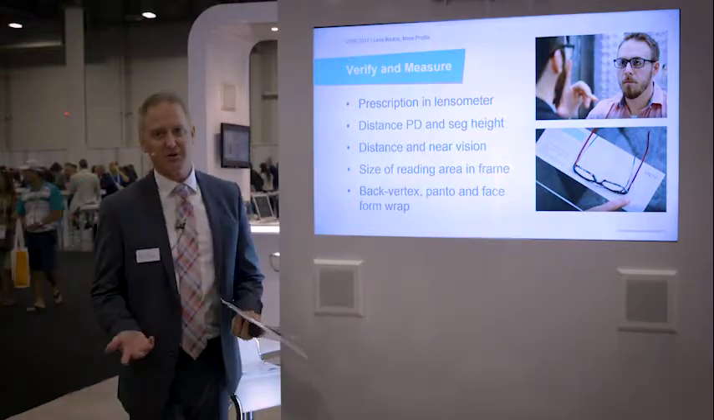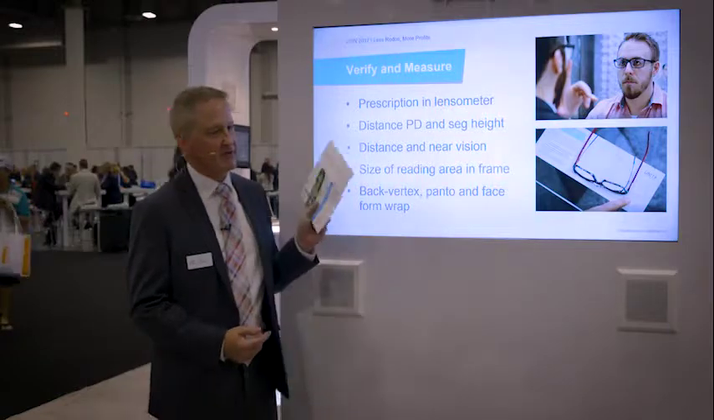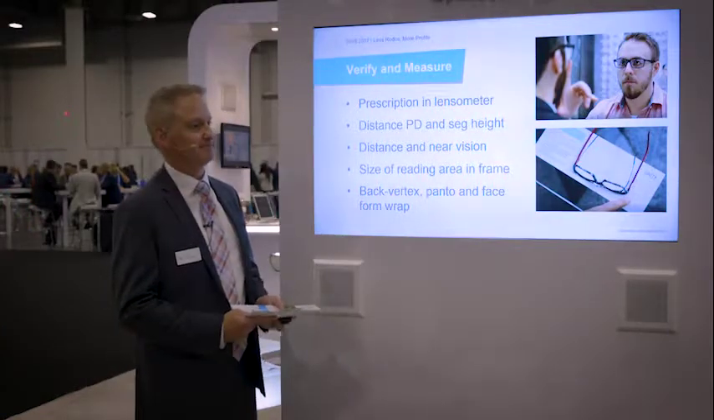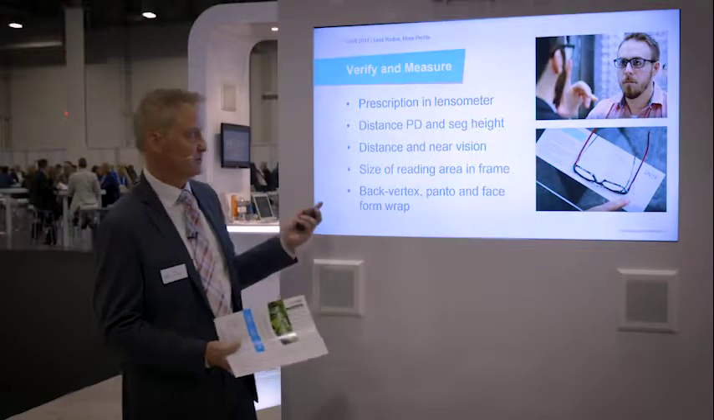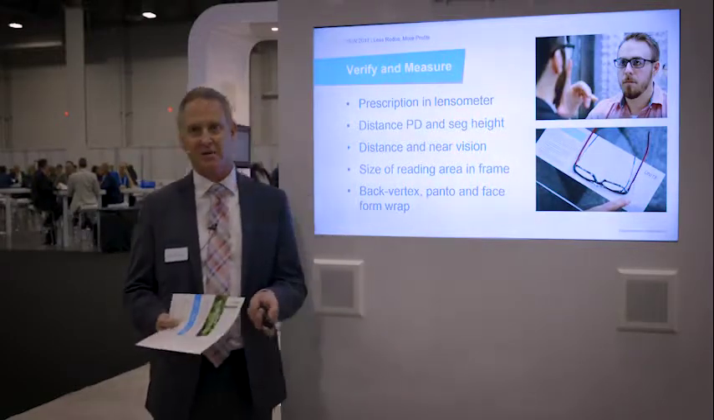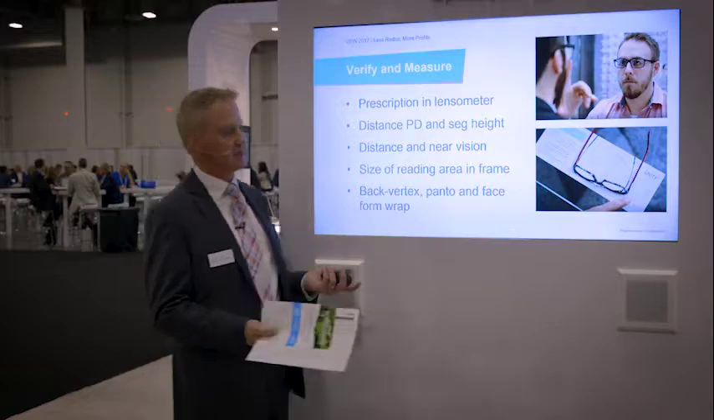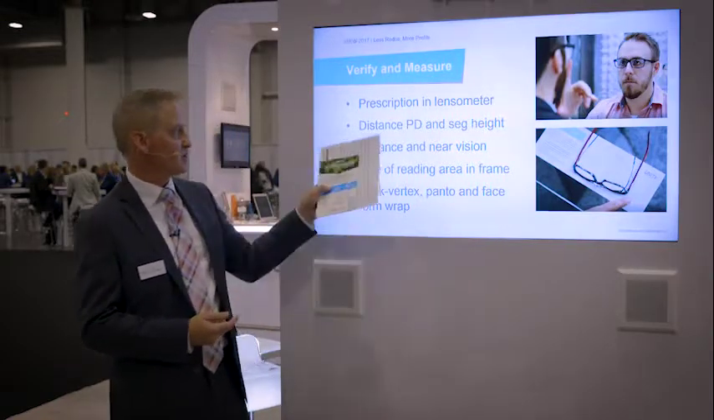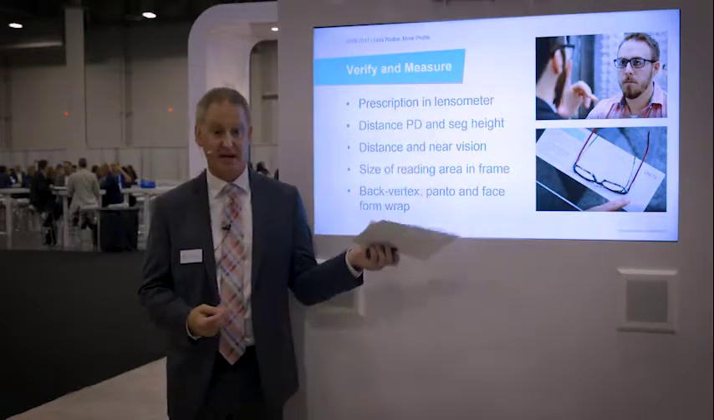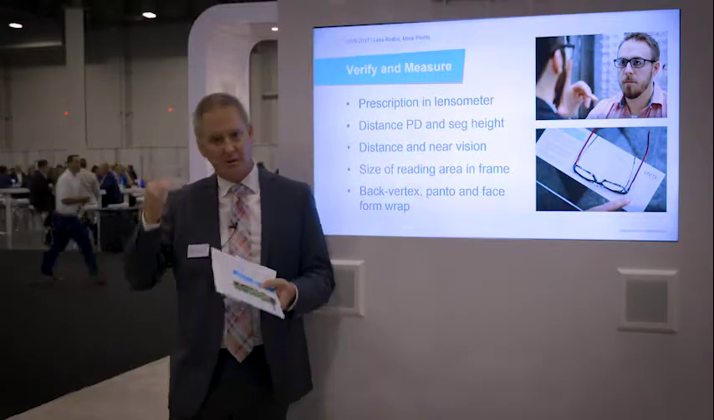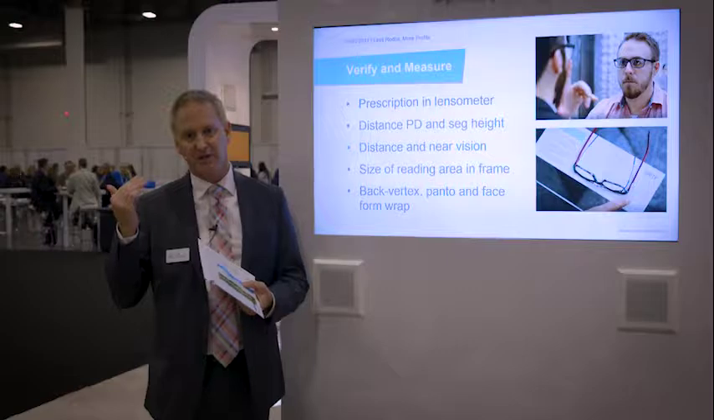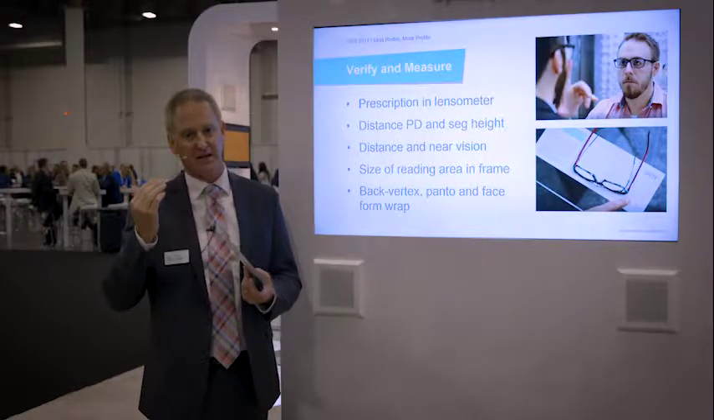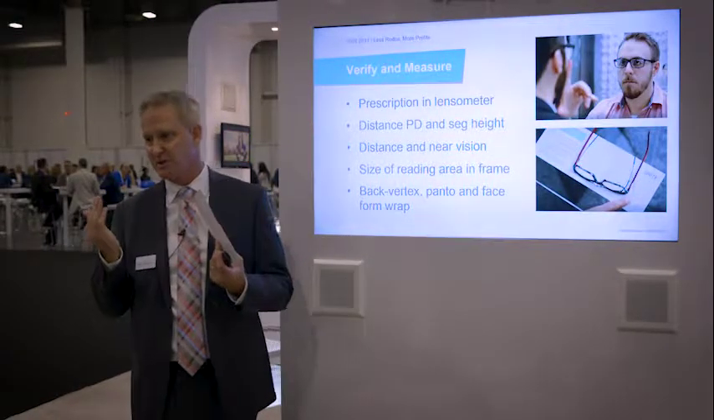All right. So first thing you're going to do is verify that the eyewear matches up with the doctor's original prescription. You're going to check that in the lensometer. Just verify that the numbers are matching up. You want to check the distance, PD, and seg height, just to make sure that everything has been set up properly, especially that seg height and the PD measurements for the patient.